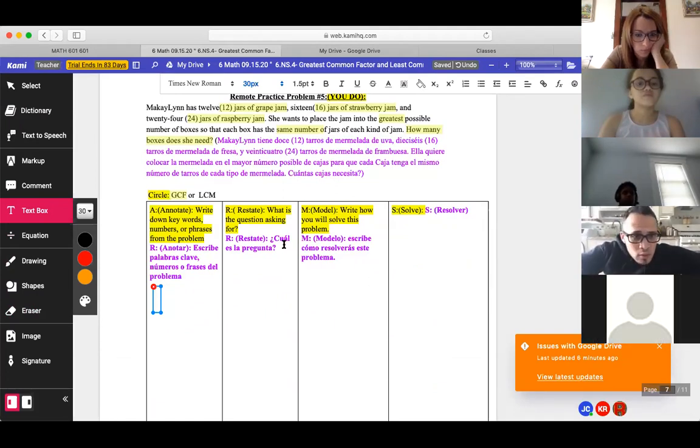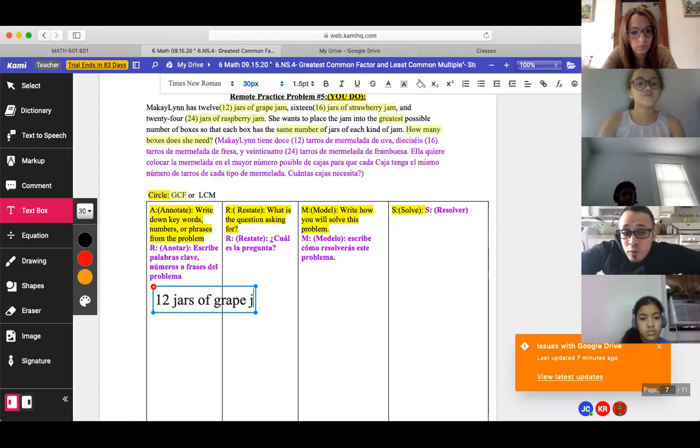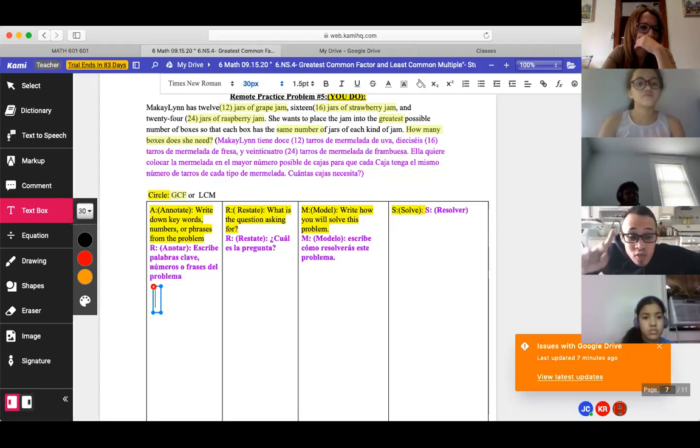Keep it unmuted. All right, so I'm going to read this out loud. McKaylin has 12 jars of grape jam, 16 jars of strawberry jam, and 24 jars of raspberry jam. She wants to place them into the greatest possible number of boxes so that each box has the same number of jars in each kind. How many boxes does she need?